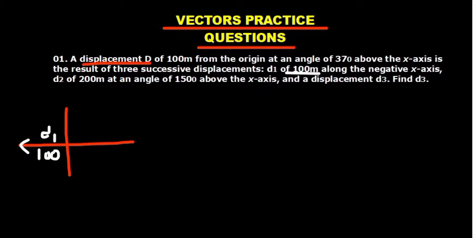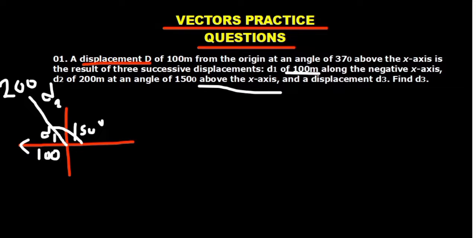Then our D2, 200 meters at an angle of 150 degrees above the x-axis. So an angle of 150 somewhere here. This is the angle that it has made with the x-axis. They are saying it's above the x-axis, so an angle of 150 degrees, and the magnitude is 200. So we'll indicate the 200 there. This is our D2. Then D3, we don't know where it is.